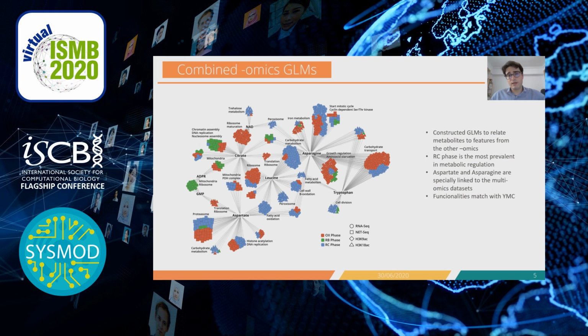The pairwise modeling of the omics was nice, but we wanted to combine all the omics together in one model. Our first approach to combine omics was done by creating generalized linear models between the metabolites and the other omics, so RNA-seq, NET-seq, K9 acetylation, and K18 acetylation. This showed a regulatory network in which RC phase was the predominant phase of the cycle and gives importance to aspartate and asparagine as the metabolites with most connections with other omics.